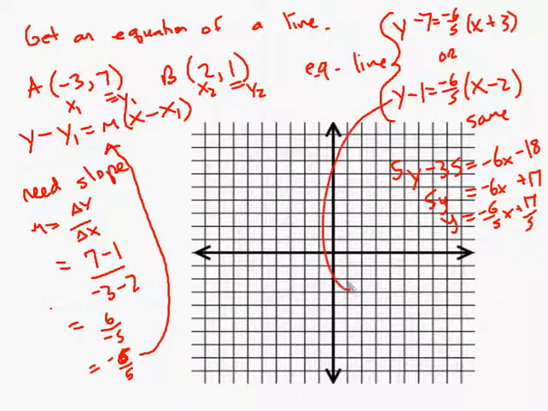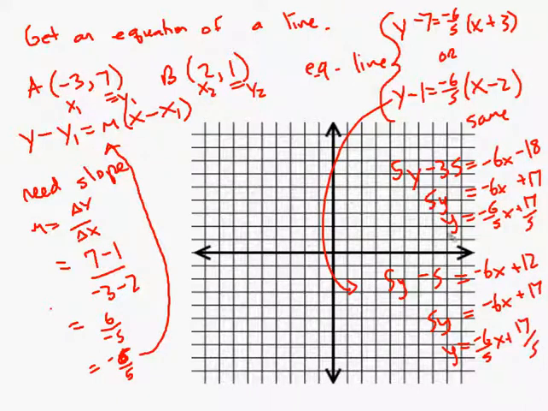Now if I take this one and solve for y, I'll clear again by multiplying by 5. Okay, I'll add that 5. And then I divide by 5. And both of these lines are the same. Any questions on how to get a line from 2 points?